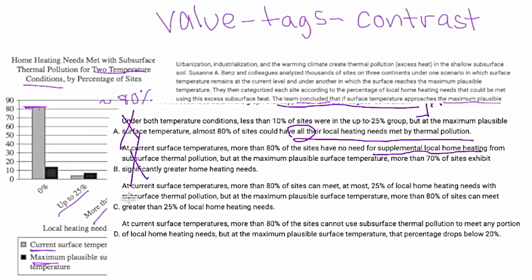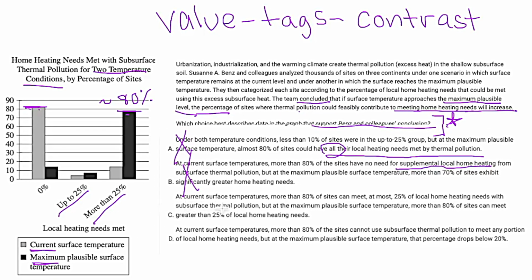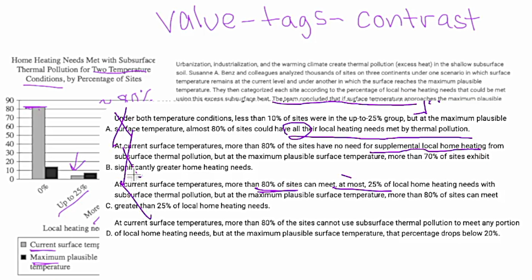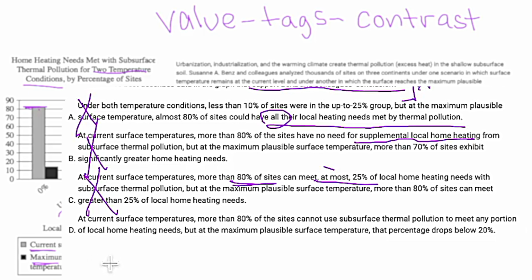Okay, so let's take this first sentence apart. At the current surface temperatures, so our gray, more than 80% of sites can meet, at most, 25% of local home needs. So current surface temperature, at most 25%, totally not, right? That's at about 5%. So definitely not 80%. So automatically, I'm not even going to keep going. I know that that's wrong. And D, hopefully this one's right because it's our last one.